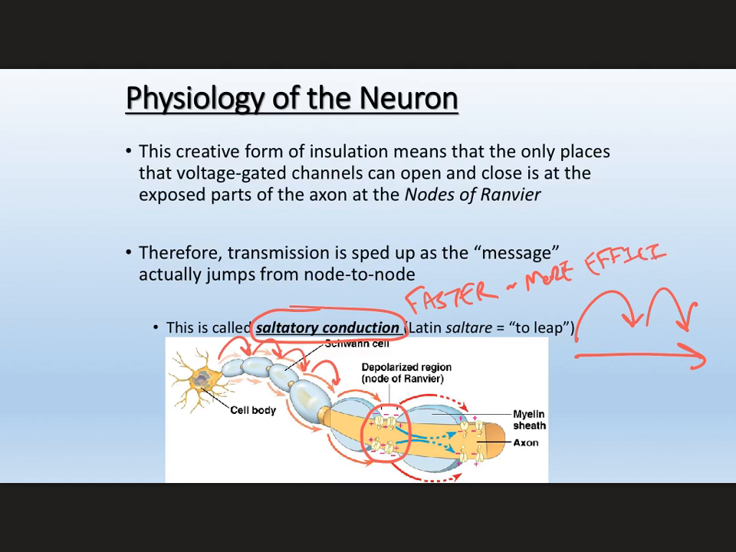And because I'm a word root dork, saltatory conduction comes from the Latin saltare, which means to leap. So basically your signal is leaping from node to node, and that's much more efficient or much quicker than if it was trying to do this without the insulating myelin there.